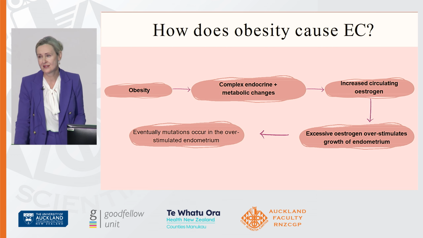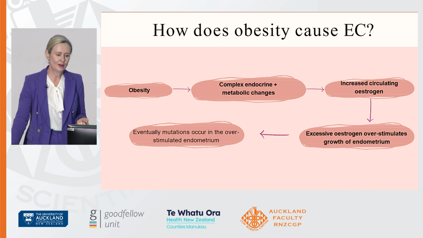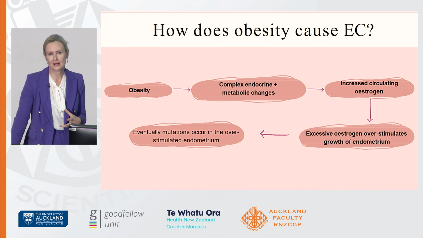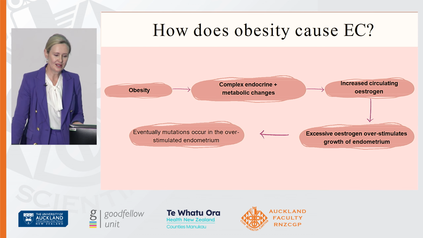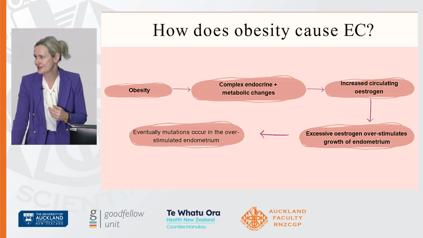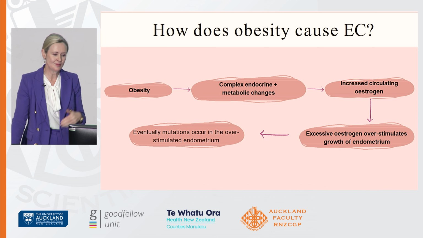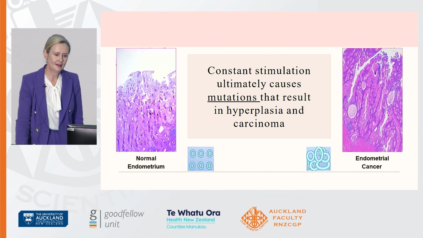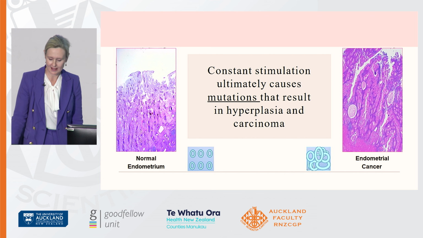So how does obesity cause endometrial cancer? We know that obesity causes complex endocrine and metabolic changes, but predominantly it's because of increased circulating estrogen, and eventually over time that stimulates the growth of the endometrium. In a premenopausal woman, it can suppress ovulation, therefore it suppresses the natural progesterone release, and eventually mutations occur in an overstimulated endometrium. And this eventually results in hyperplasia and cancer.